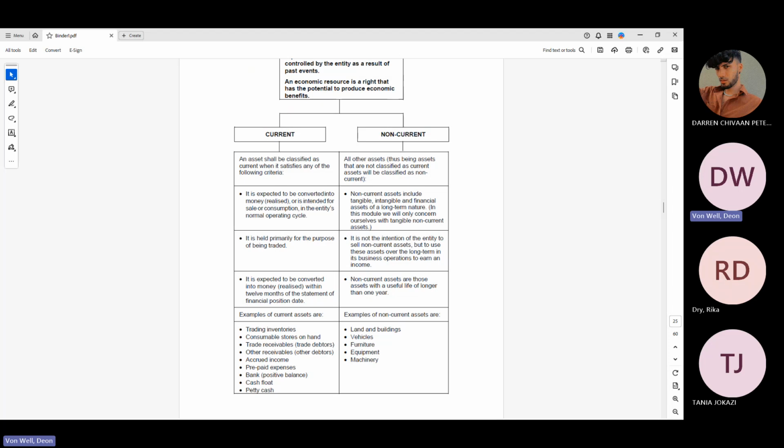So just remember that. If you learn these examples and you then get them in a question, you will know that if it's trading inventories, it's an asset, a current asset. If it's machinery, it's an asset, a non-current asset. So go and learn these things.